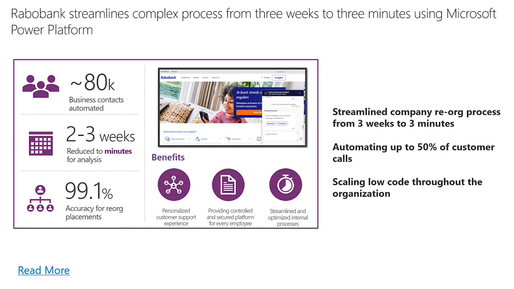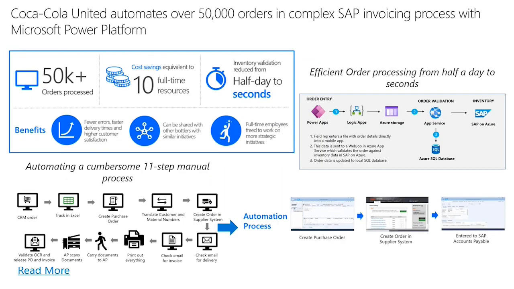Also, in the banking industry, Rabobank streamlines complex processes from 3 weeks to 3 minutes using the Power Platform. Just another highlight of how you can do more with less with the Power Platform. Coca-Cola United automates over 50,000 orders in a complex SAP invoicing process with the Power Platform. Again, just another example of efficiently processing a large amount of data in a shorter amount of time.